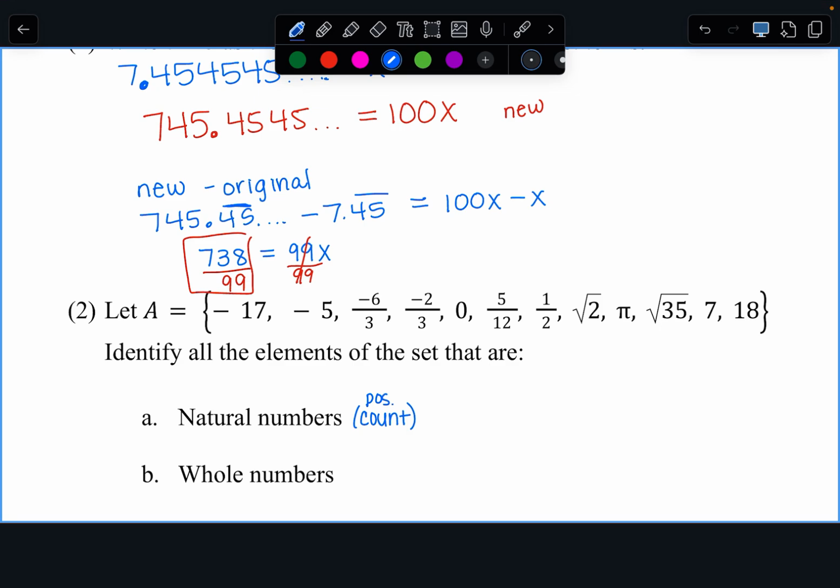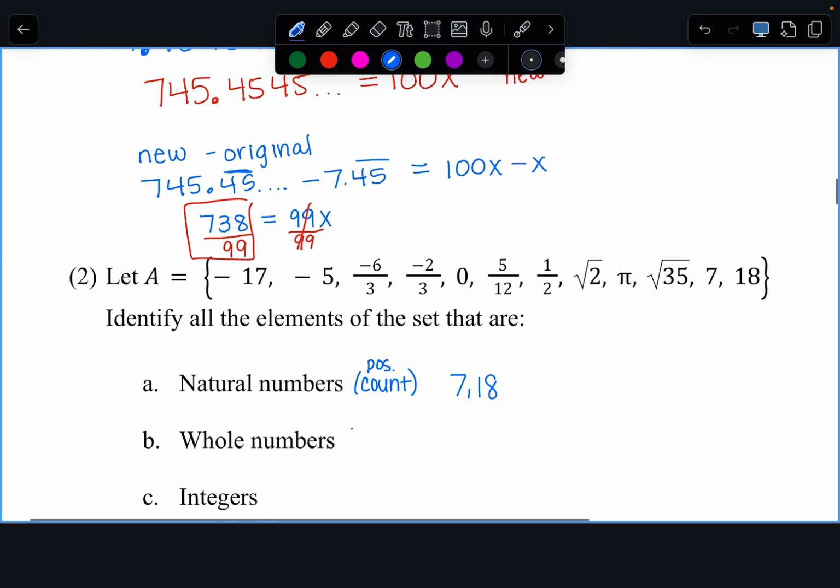What numbers are natural? 7 and 18. What about 0? 0 is not included in natural. Okay. It is a whole. 0 is a whole. Remember, think whole lot of nothing. So this means 0 and positive counting.